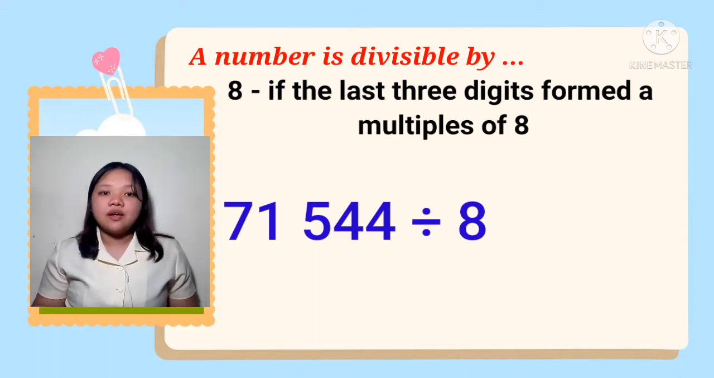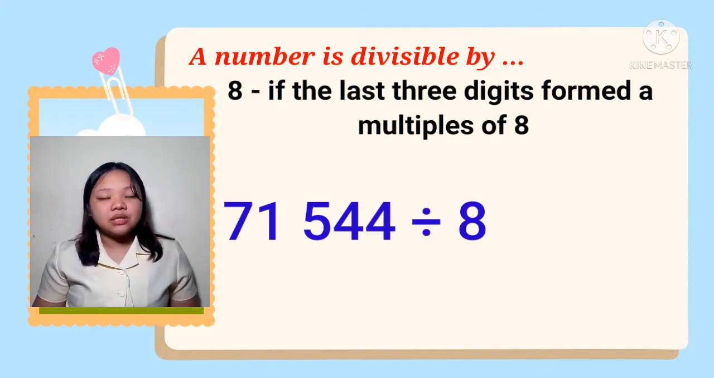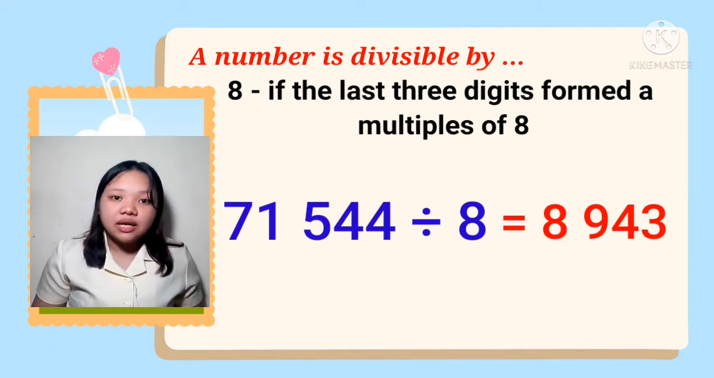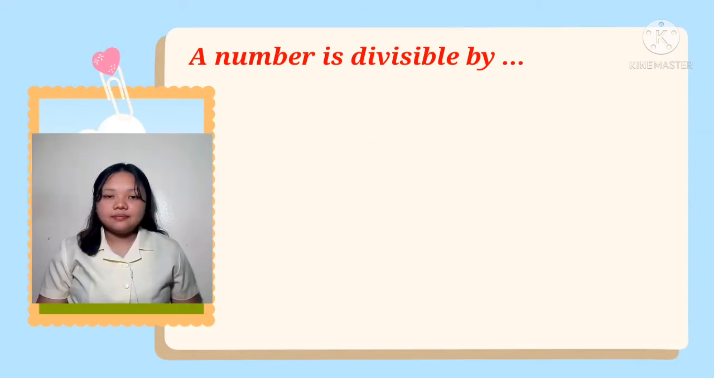So let us check if 71,544 is divisible by 8. So divide 71,544 by 8, and we will get an answer of 8,943, which is a whole number. Therefore, it is divisible by 8.